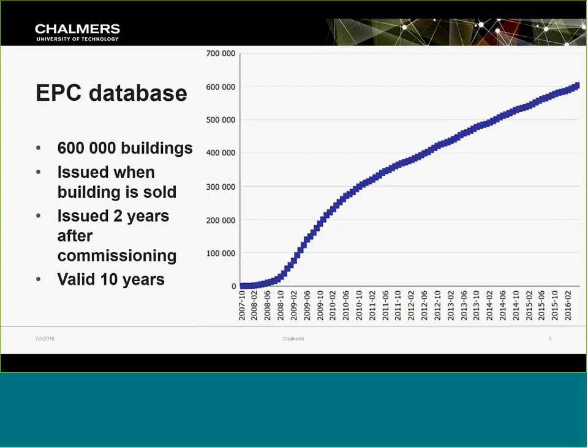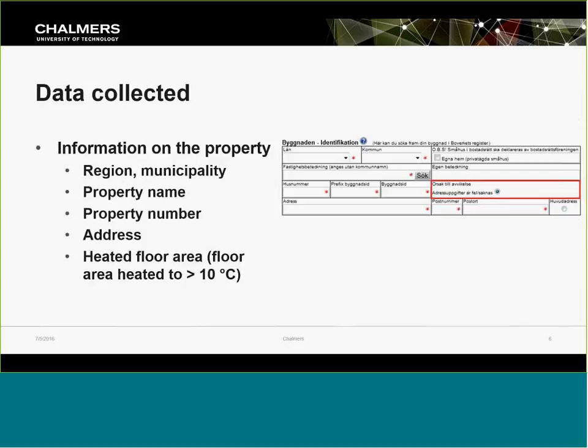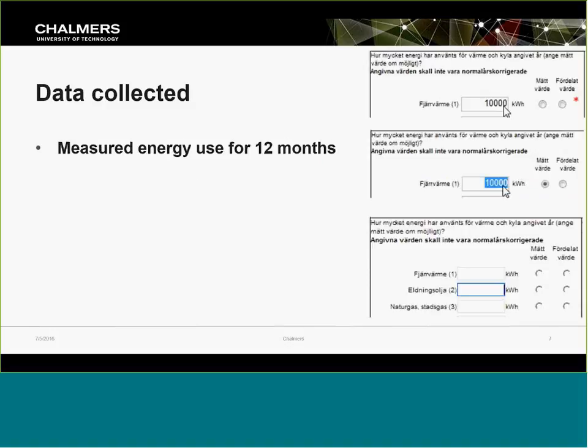So the information in the database, basically information on the property is entered. It's the location of the property, the region, the municipality, the name of the property number, the address, of course, and also the heated floor area. And this can be quite tricky to find the information. It should be measured on the actual location, but it's not always done like that. It's taken from other registers, like from the property register. So this is something which is a bit of a trouble right now to validate.